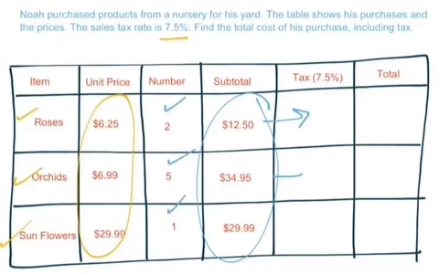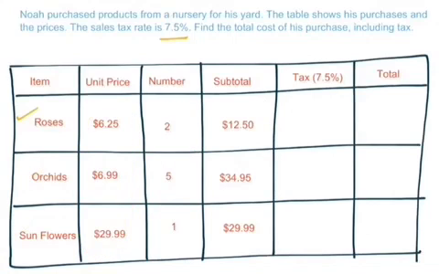What we need to figure out for Noah is how much he paid in tax, and then from there, how that changed the total from his subtotal. So I'm going to back up and wipe some of that away, and we'll knock that out real quick. Solving for sales tax is pretty straightforward. I'll shrink this a little bit, and we'll do roses real quick.